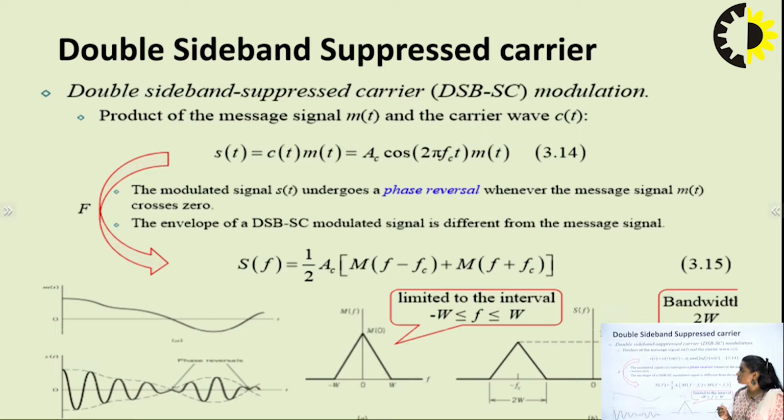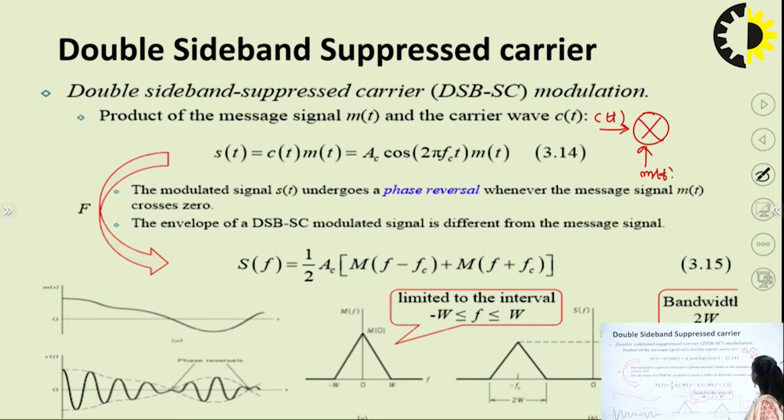So the product of these two waves can simply give me this. This is the symbol for the product modulator. If I simply multiply my carrier with my message signal, what I'll be getting is the two sidebands, that is my upper sideband and lower sideband. Right? The modulated signal s(t) undergoes a phase reversal whenever the message signal crosses 0. That will be the case of overmodulation. Right? The envelope of the DSB SC modulated wave is different from the message signal, which is true. It will be like that of the modulated waveform.